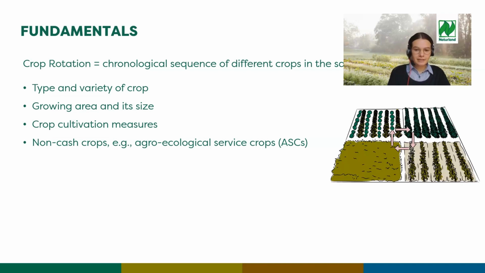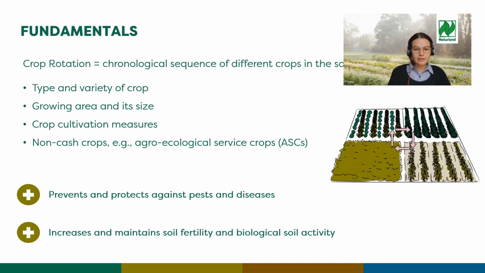And additionally, the EU Organic Regulation 2018/848 defines two main functions or benefits of crop rotation. First of all, the prevention and protection of crops against pests and disease. And second, the increase and maintaining of soil fertility and biological activity of the soil. Those benefits are achieved by different mechanisms, which were also scientifically proven and will be elaborated in the next slides.